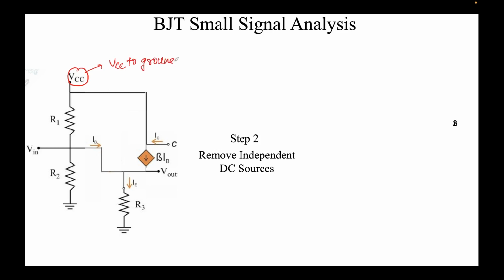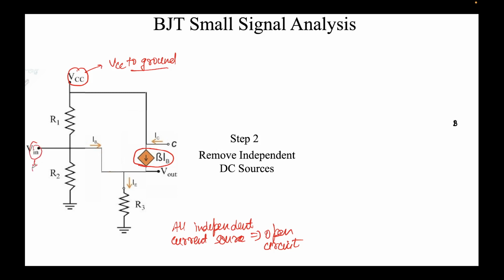By removing, we mean all the independent voltage sources should be grounded, and all independent current sources to be open circuit. Now note that this is not an independent current source. This is a dependent current source. See this term here. So this will not be open circuited, right? But VCC, similarly V in is an independent voltage source, DC voltage source. So we can also ground this.